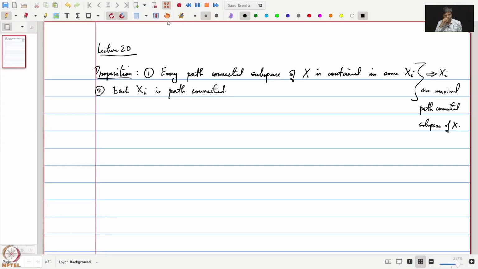So welcome to this lecture. In the previous lecture we had introduced the notion of path connectedness, and we defined an equivalence relation on X, and we ended the lecture by stating this proposition. So let's quickly see a proof of this proposition. It's really easy.